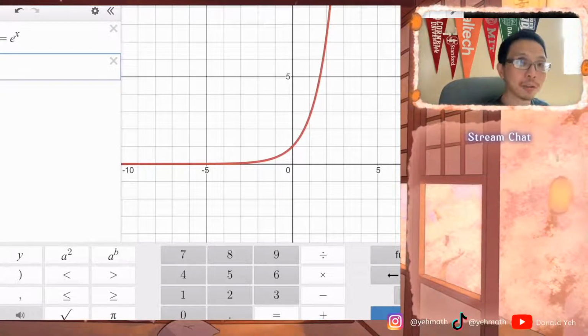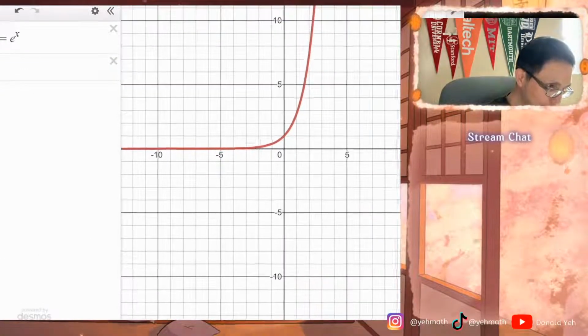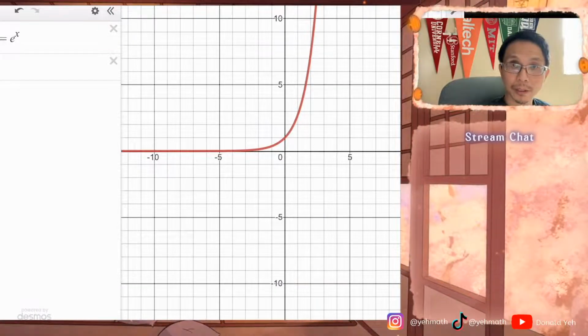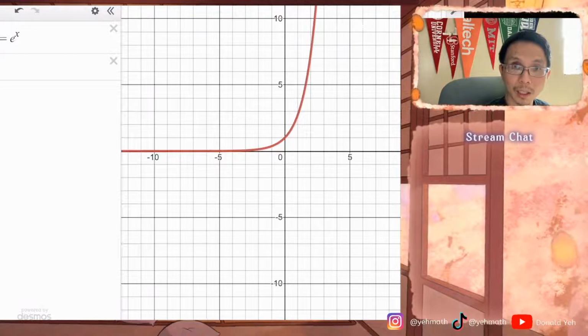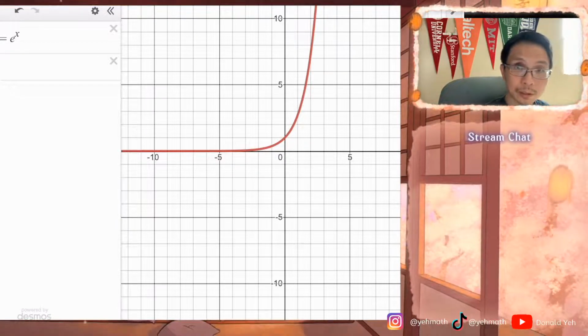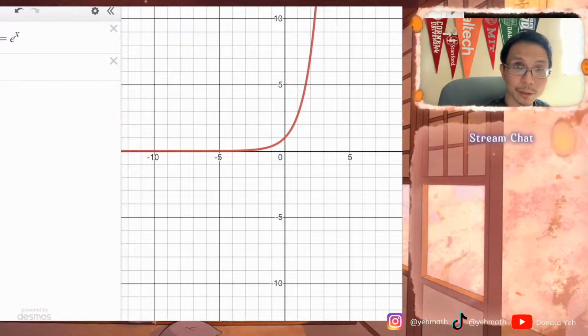So I'm going to show you the derivative of this graph. You guys can probably not see, so let me show you this part. Wait.